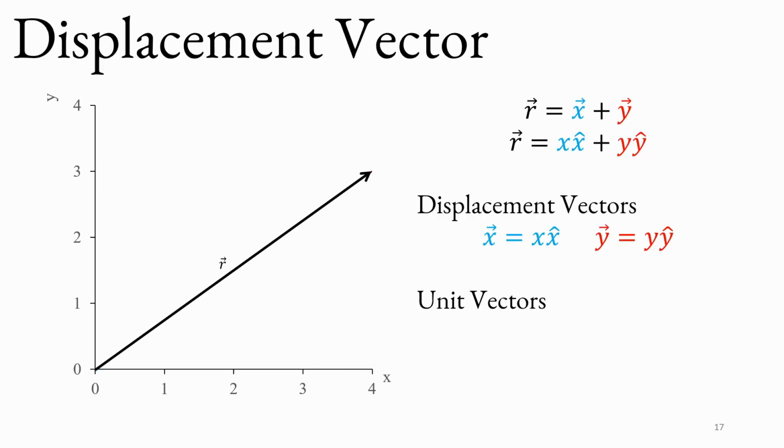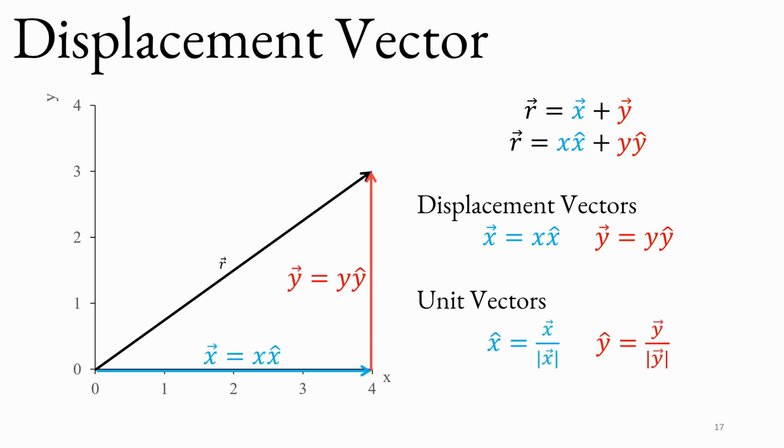So if r is going to be x in the x hat direction and y in the y hat direction, we have two displacement vectors, which are going to be x in x hat and y in y hat. The unit vectors are just the tiny little arrows with the value of 1, because unit means 1, and so they're pointing along the x and y coordinates respectively. So we can define the displacement vectors as functions of the unit vectors.